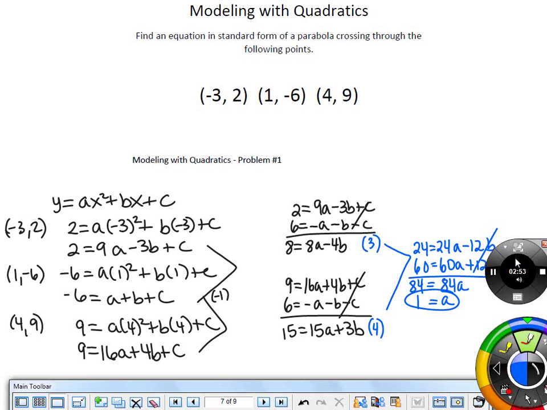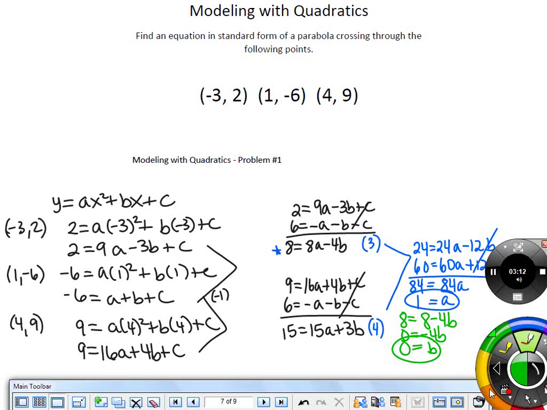So now I'm going to plug that back in. I'll say it to this equation right here. So if a is equal to 1, then I'm going to have 8 equals 8 minus 4b. So 0 equals negative 4b, and therefore b is equal to 0.